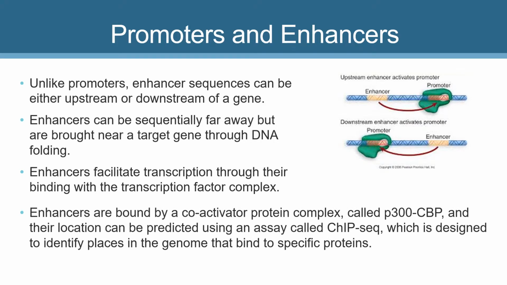Enhancers are bound by a coactivator protein complex called P300/CBP, and their location can be predicted using an assay called ChIP-seq, which is designed to identify places in the genome that bind to specific proteins. We'll learn more about molecular assays designed to characterize genomic elements in Module 3.